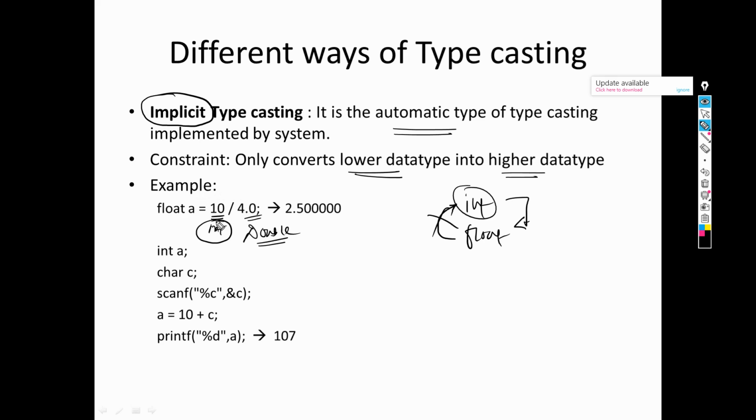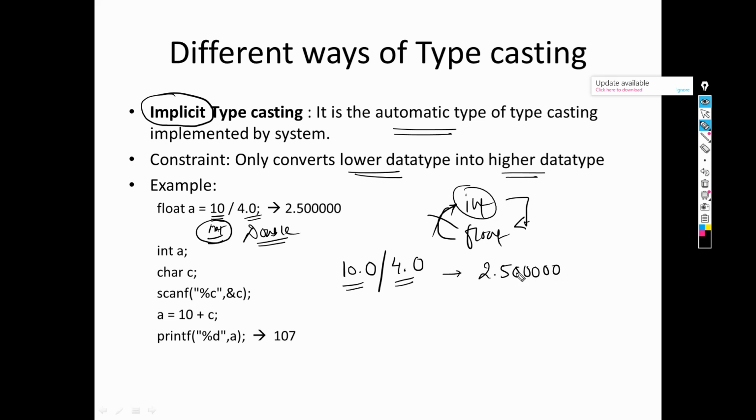So since we have not written anything extra, what will happen? The system automatically converts lower data type into higher data type. It means that the lower data type is integer here, so integer will be converted into double. Now 10 is converted into 10.0 and 4.0 is there. Now this is double, this is also double, so the answer will be in double. So in double we will be getting what?